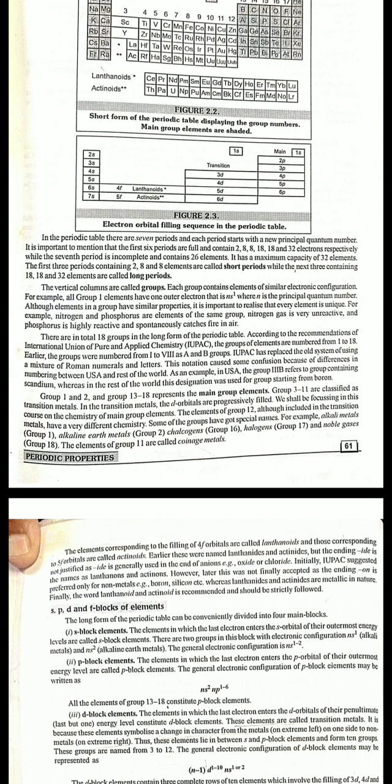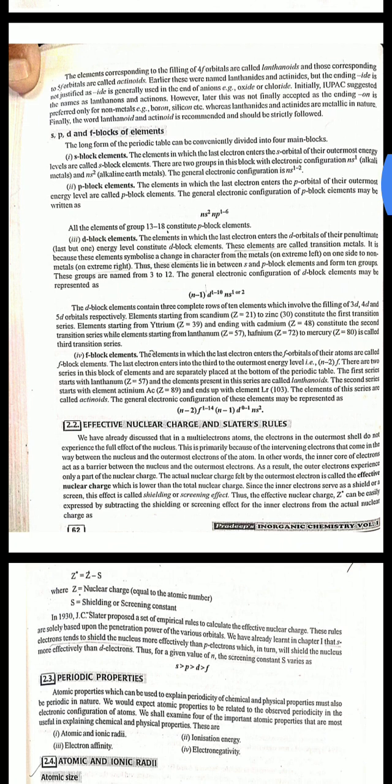Some of the groups have special names, for example, alkali metals group 1, alkaline earth metals group 2, chalcogens group 16, halogens group 17, noble gases group 18. The elements of group 11 are called the coinage metals. The elements corresponding to the filling of 4f orbitals are called the lanthanoids, and those corresponding to 5f orbitals are called the actinoids.